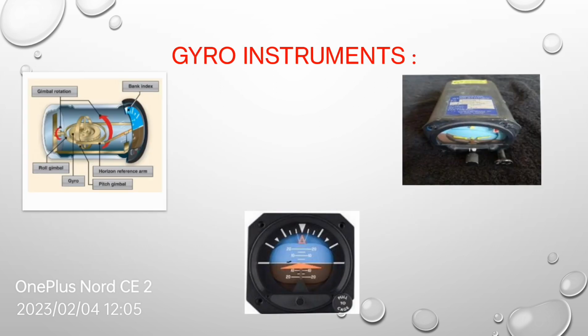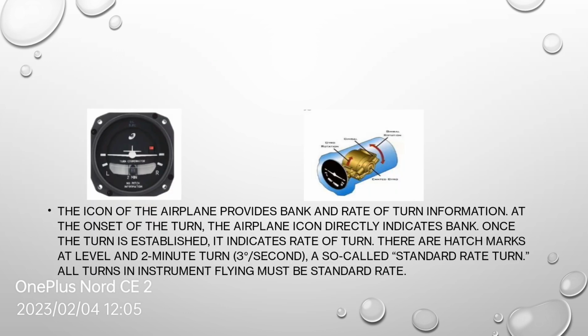The icon of the airplane provides bank and rate of turn information. At the onset of the turn, the airplane icon directly indicates bank. Once the turn is established, it indicates rate of turn. There are hatch marks at level and 2-minute turn, also called standard rate turn. All turns in instrument flight must be standard rate.